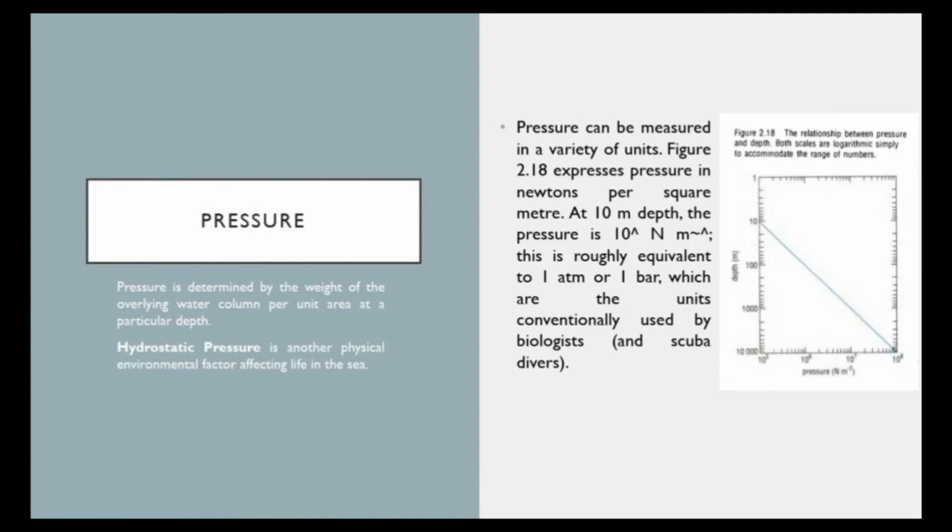Pressure. Pressure is determined by the weight of the overlying water column per unit area at a particular depth. Hydrostatic pressure is another physical environmental factor affecting life in the sea. Pressure can be measured in a variety of units. Figure 2.18 expresses pressure in newtons per square meter. At 10-meter depth, the pressure is about 10 newtons per square meter. This is roughly equivalent to 1 atmosphere or 1 bar, which are the units conventionally used by biologists and scuba divers.